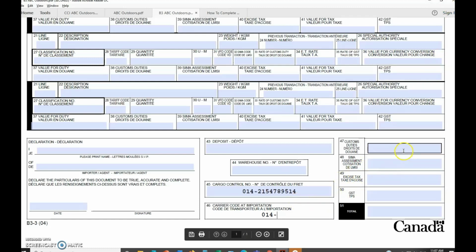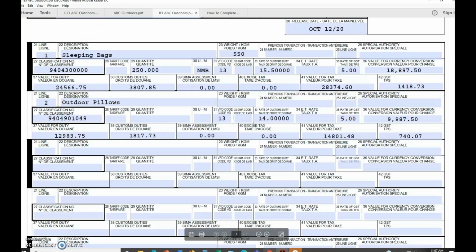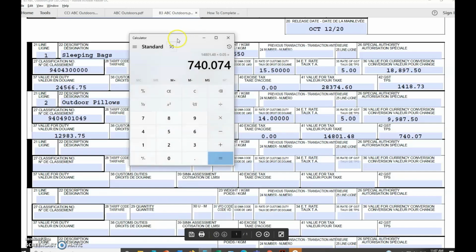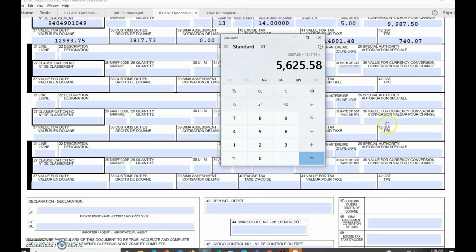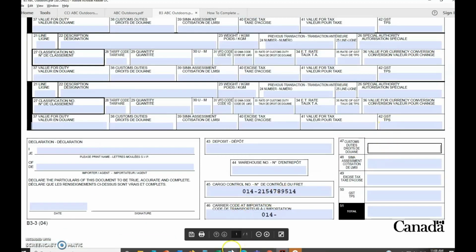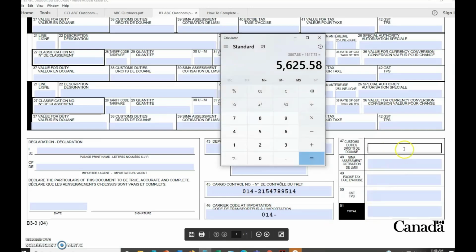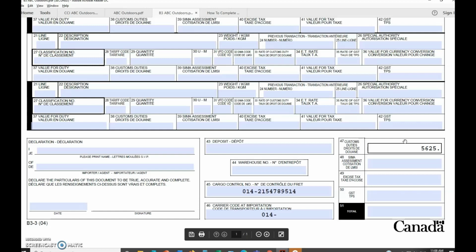Now, next field, field 47, we need to add up all the customs duty fields to tell customs the total. So what we need to do is add up the first line, which is 3807.85, plus the customs duties on the second line, which is 1817.73, and we put that total in the customs field. So it's 5625.58. Let's make sure that's correct.